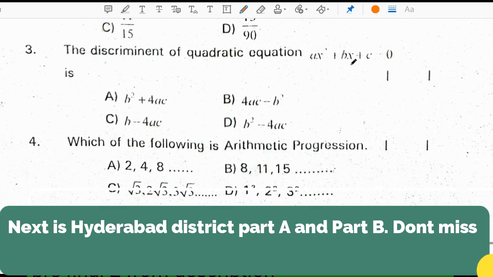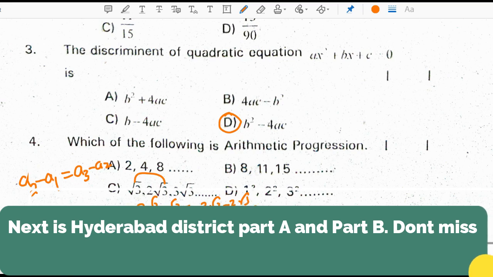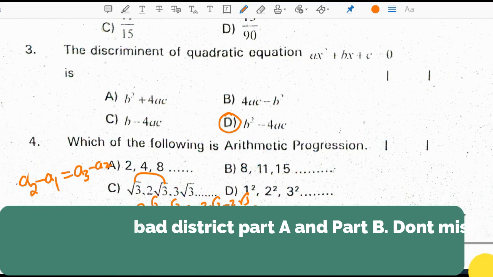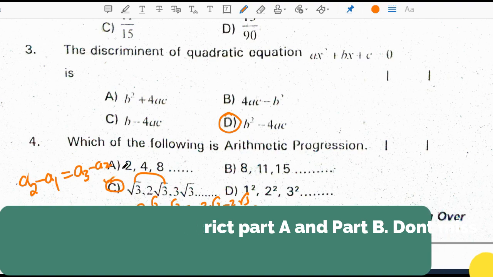The discriminant of the equation ax square plus bx plus c is b square minus 4ac. Which of the following is an arithmetic progression? We need to see which of the four options is an arithmetic progression. In an arithmetic progression, the d value a2 minus a1 will be the same as a3 minus a2. So 2 root 3 minus root 3 should be equal to 3 root 3 minus 2 root 3. In the first, root 3 is common, so 2 minus 1, and in the third, root 3 is common, so 3 minus 2. So root 3 into 2 minus 1 is 1, root 3 into 3 minus 2 is 1. Clearly left hand side and right hand side are same, so correct option for the fourth question is C.